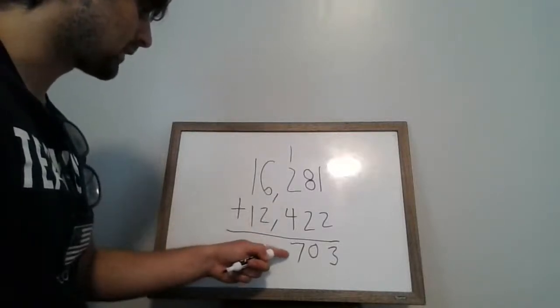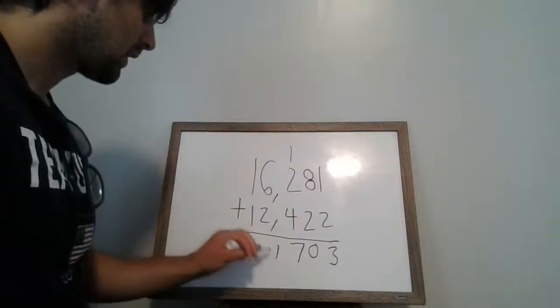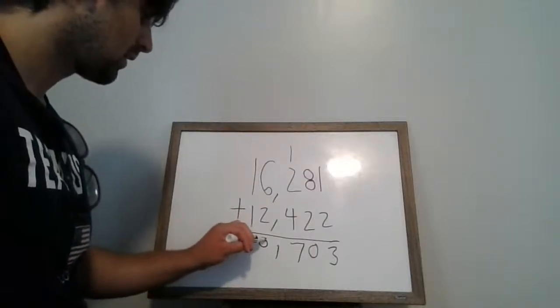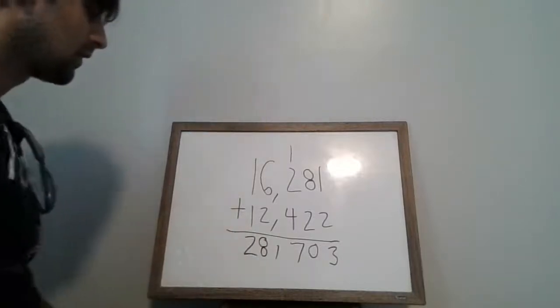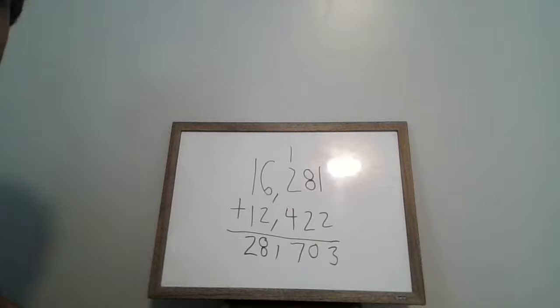Again, 7 is less than 10, so we don't need to regroup there. 6 plus 2 is 8. 1 plus 1 is 2. So our answer is 28,703.